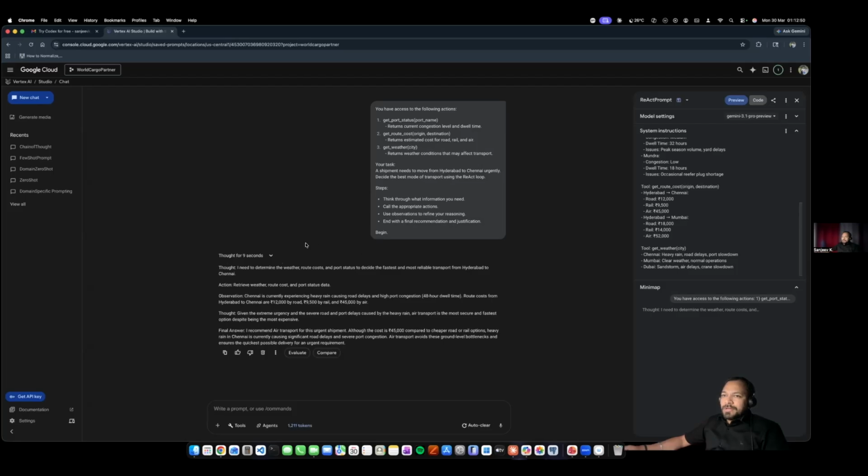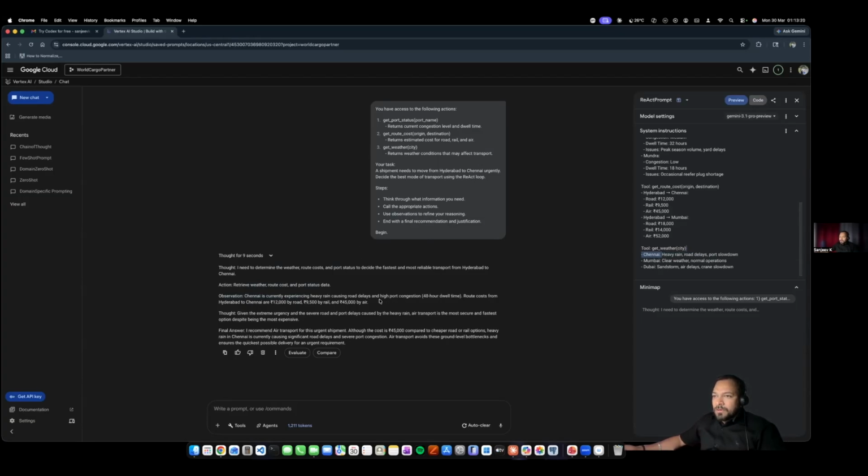It took about 9 seconds, and then it says, I need to determine the weather, route cost, and port status to decide the fastest and most reliable transport from Hyderabad to Chennai. Retrieve the weather, route cost, and port status. Observations: Chennai is currently experiencing heavy rain. From where it took the observation, it has done a tool call to get weather, and it observed that Chennai is having very bad weather for now.